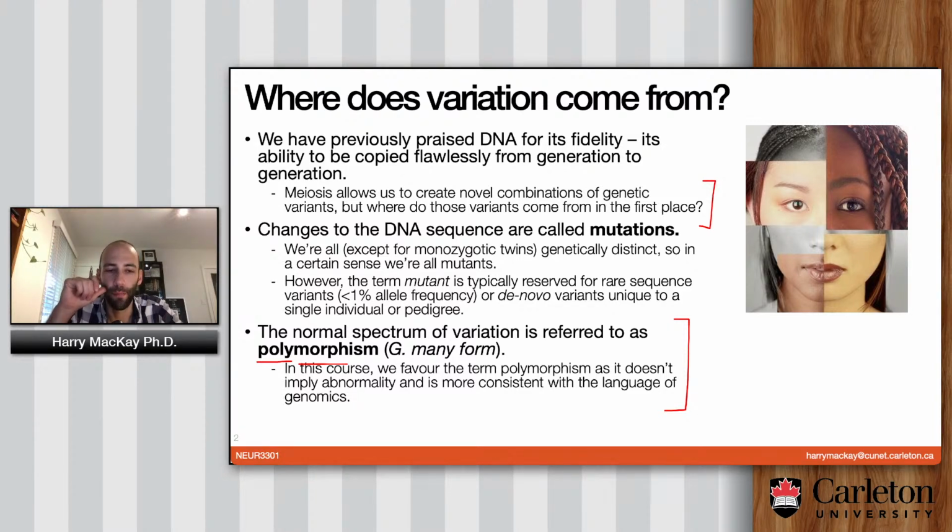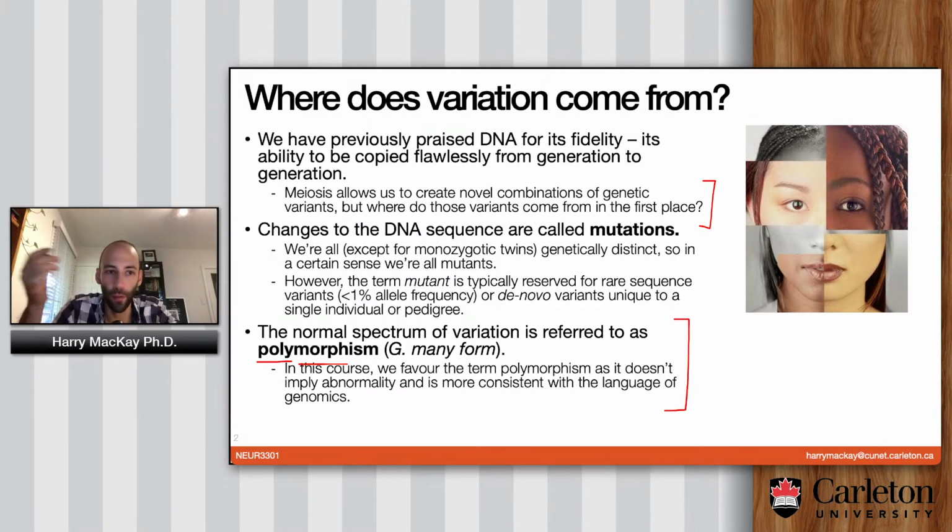I tend to favor the term polymorphism because it doesn't imply abnormality. If you were to call every variation a mutation, then you could look at a population that's very different from your own, from a different part of the world, and say, look at how many mutations they have. They're so different from us. That's not the right way to look at it.